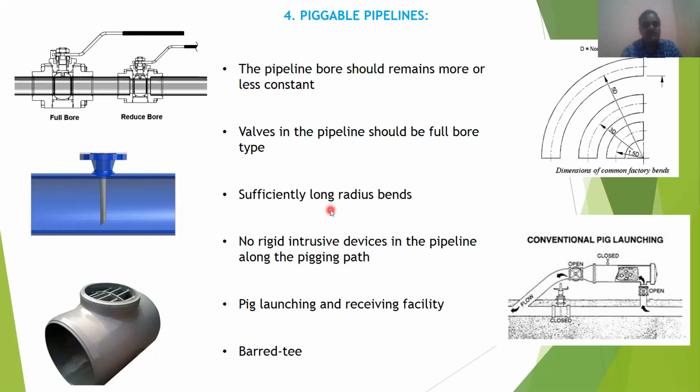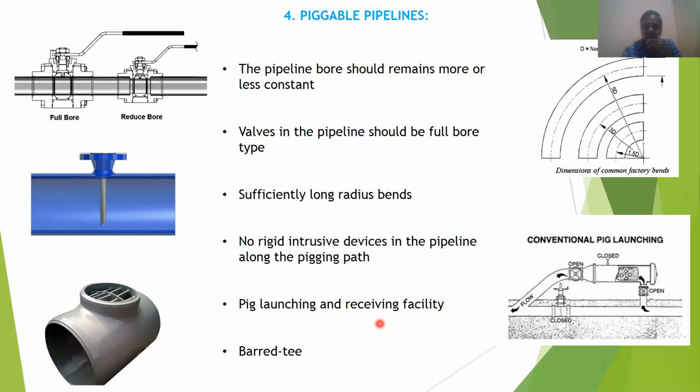Sufficiently long radius bends. At the same time, see these bends: 1D bend, 1.5D bend, and long radius bends. Long radius bends will be used in pipelines. So we have to ensure that the bends are correct, there are no dents inside, no ovalities, and no intrusive devices in the pipeline along the pigging path.